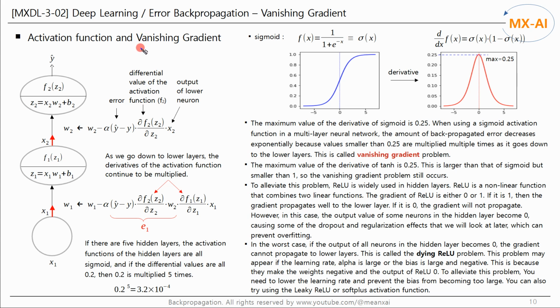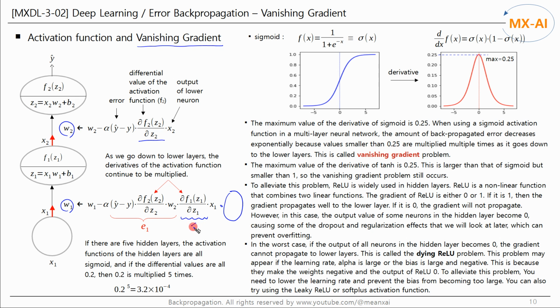Next, let's look at the activation function and the vanishing gradient problem. In the simple neural network on the left, W2 and W1 are updated as follows. When updating W2, the derivative of the activation function F2 is used. And when updating W1, the derivative of the activation function F1 is additionally multiplied. When there are multiple hidden layers, the derivatives of the activation functions are multiplied sequentially. If there are 10 hidden layers, the derivatives of the activation functions are multiplied 10 times.